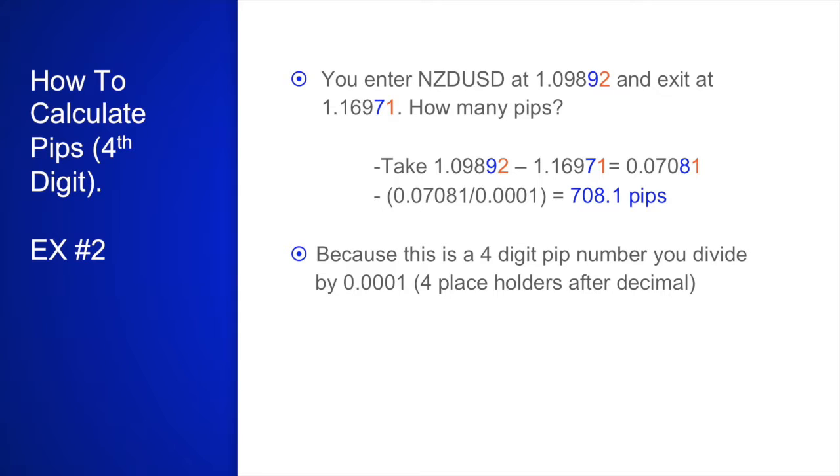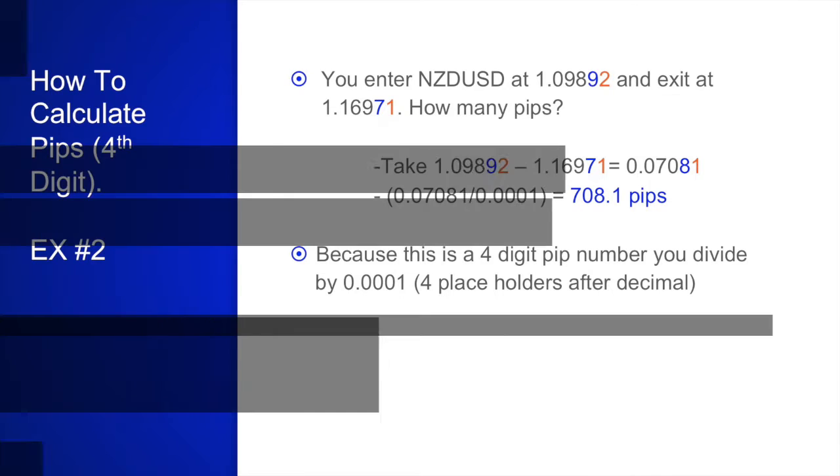Now remember, one way you can solve this, if you like to divide numbers, you just take 0.0001 and you divide that decimal. So if you have 0.07081 in your calculator, you can hit the divide button and divide by 0.0001. You should get equals 7081. Remember, it's because it is the 4th digit. I'm going to sound like a broken record, 4th digit after the decimal. That's why you divide by 0.0001.